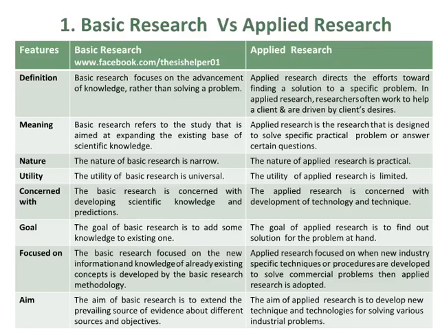Basic research focuses on new information, and knowledge of already existing concepts is developed by basic research methodology, whereas applied research focuses on when new industry-specific techniques or procedures are developed to solve commercial problems, then applied research is adopted. The aim of basic research is to extend the prevailing source of evidence about different sources and objectives, whereas the aim of applied research is to develop new techniques and technologies for solving various industrial problems.